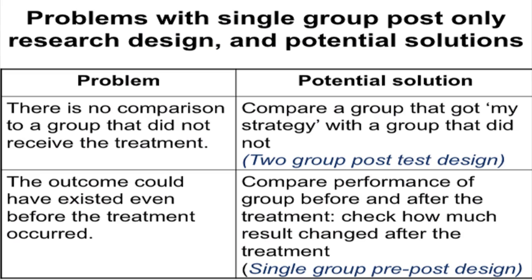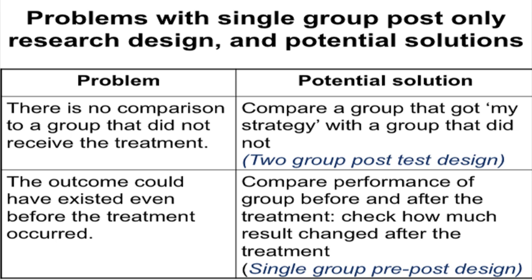The second problem was that the final outcome from the post-test could have existed even before the treatment. So in order to make sure that this situation did not happen, what we can do is compare performance of the group before and after the treatment. So we don't make a single measurement, instead we make two measurements. And then we check how much the outcome has changed as a result of the treatment. So in this particular session, we look at these two designs in greater detail.